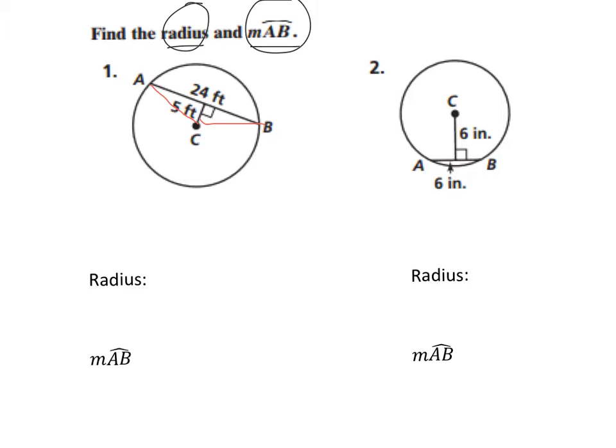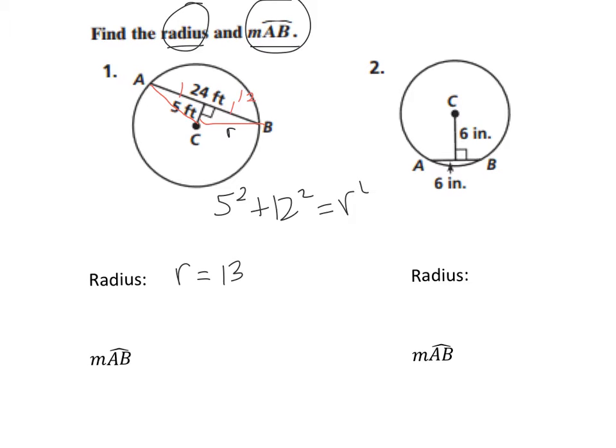So I know that this is a perpendicular bisector, so these two are equal. So this has to be 12. So then you're going to use 5 squared plus 12 squared equals, we'll call that r squared. So when you do the Pythagorean theorem, you get r equals 13. This is actually a Pythagorean triple.